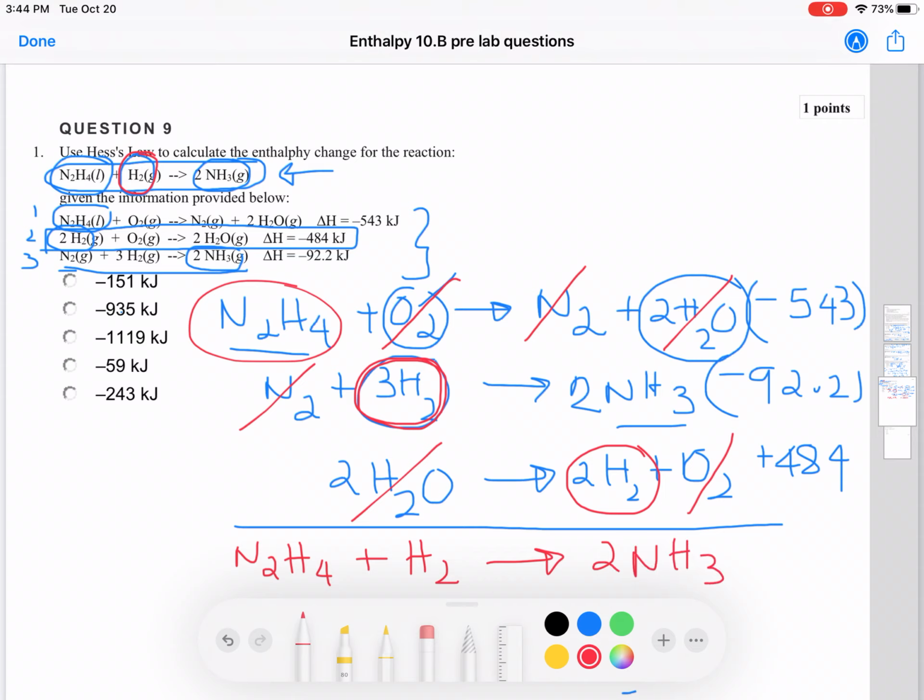To find out the enthalpy of the target reaction, since we do not know that right away, you use individual reactions to find out the enthalpy of the target reaction. Now what you're going to do is add these 3 terms together. Negative 543, negative 92.21, positive 484. When you add up these enthalpy values, you will get the enthalpy of the reaction. So you choose the best one from this list. Okay, I will leave it up to you to find out the correct answer.